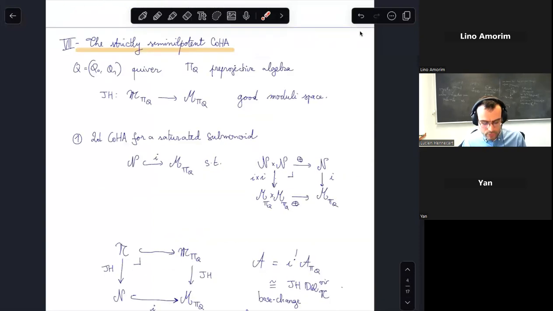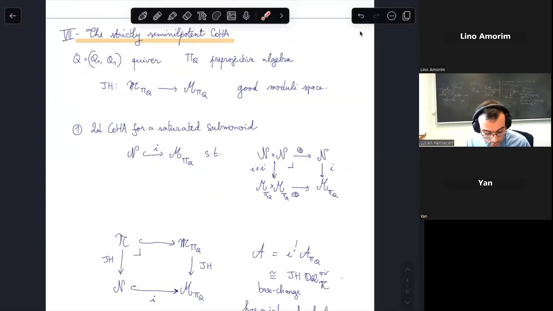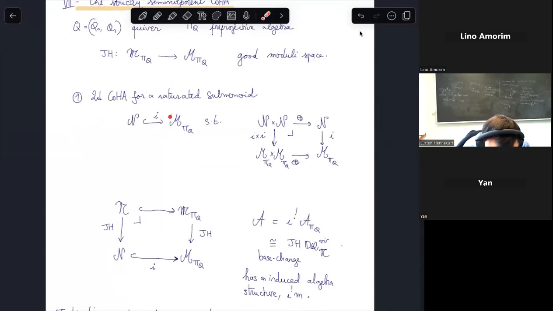So the strictly semi-nilpotent CoHa. Again, you will see the power of working with the sheafified cohomological Hall algebra. So some notation again. As always, a good moduli space for the preprojective algebra. Now, this thing is indeed a monoid, as I explained, for direct sum. So feel free to interrupt if I'm not reminding notations from last time, and I should.